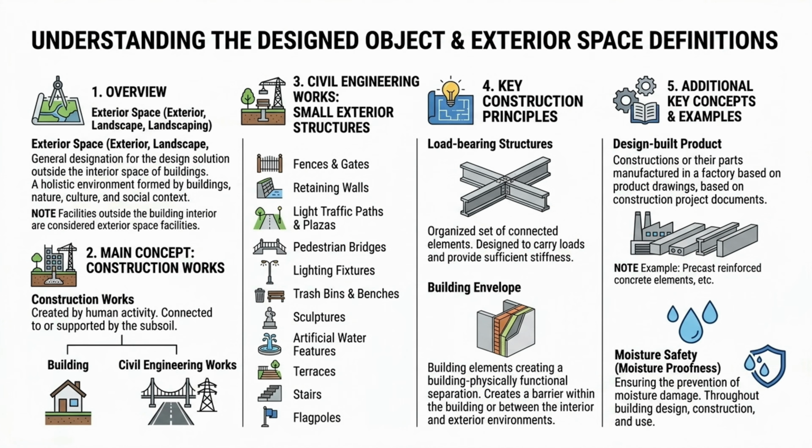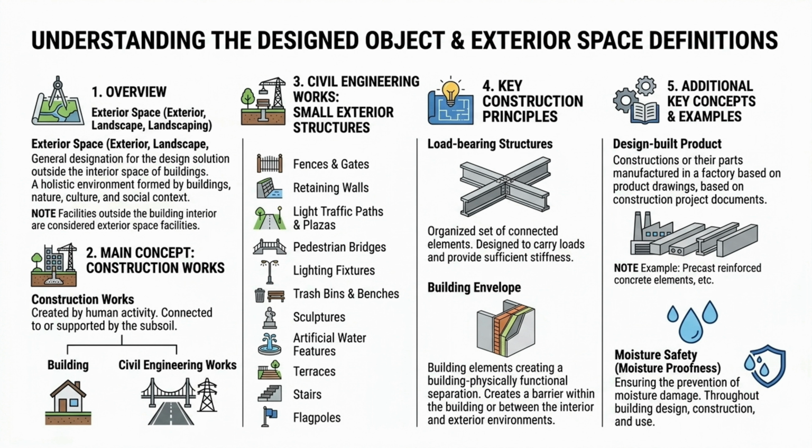Construction works are a result of human activity connected to or supported by the ground. There are two main types, building and civil engineering works. Buildings are structures that are separate from the environment by roofs and other building elements, creating a defined interior. Civil engineering works, on the other hand, are constructions that do not qualify as buildings, such as roads or bridges.